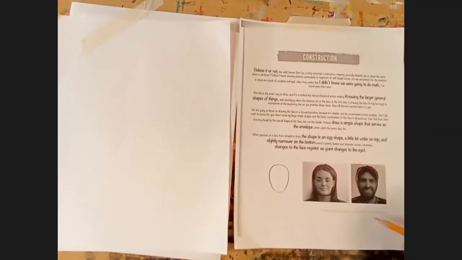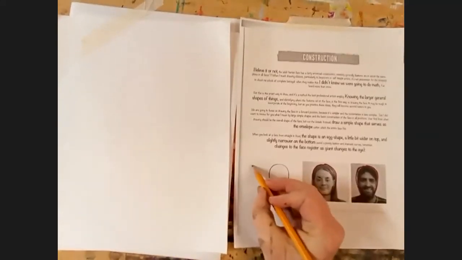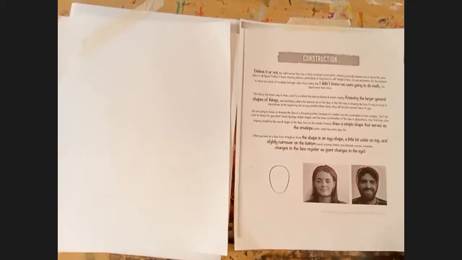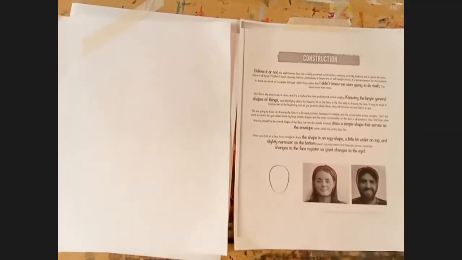So you'll see here, in my two models, this guy's got a slightly longer face. This woman has a slightly wider face, but they both have this kind of egg shape. And the egg shape includes not just the skin that you can see, but also, in a face forward position, the top of the head, right? It really includes the skull from the top of the head to the bottom.